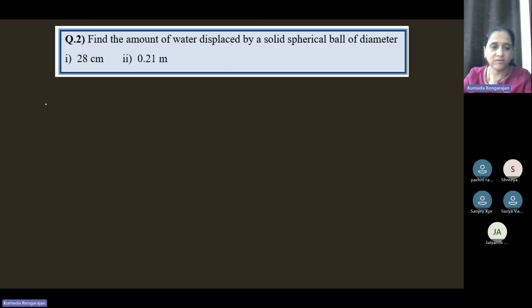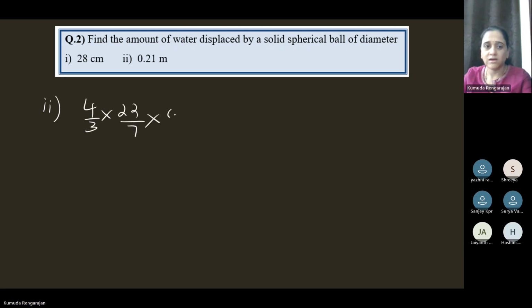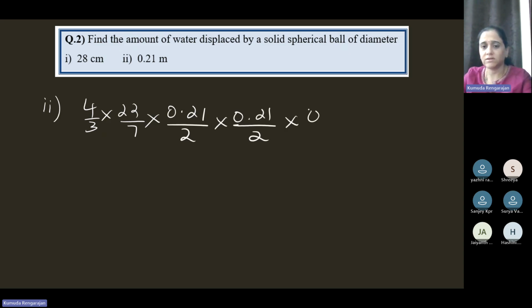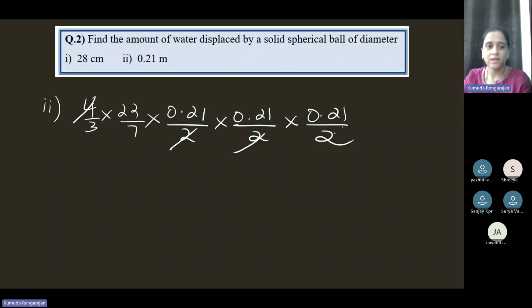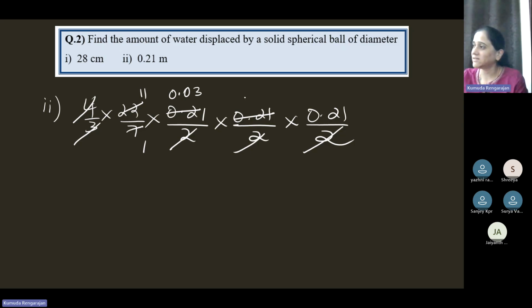The second one I'm saying, 4 by 3 into 22 by 7 into r cubed. This is a diameter, so r cubed is the radius cubed. You can cancel 2, 2 and 4. Correct? And then 2 ones are 2, 11 times. 7 ones are 7, 3s are 21. 0.03, 0.07. That's all. See, finished.